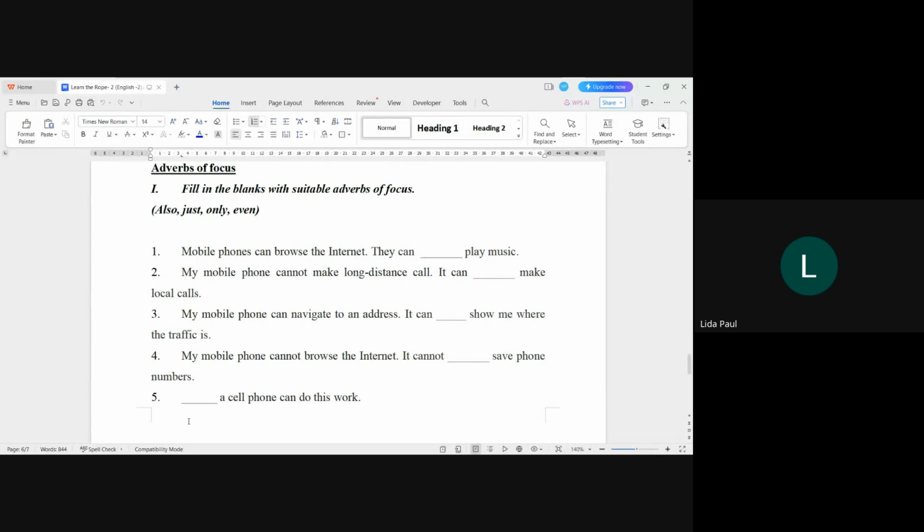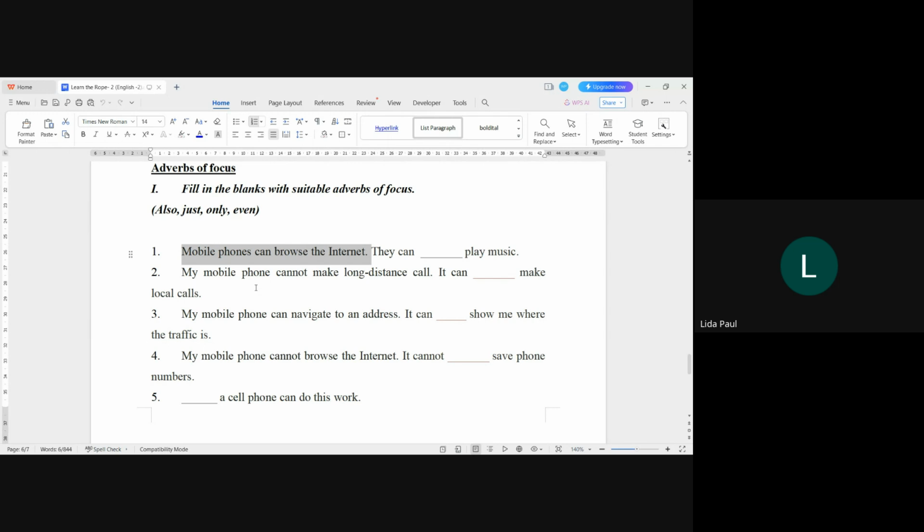But forget about this part. Mobile phones can browse the internet. Say, for example, I did not have this part, the one that I'm highlighting. Imagine I did not have a sentence like this in the beginning. We only had they can dash play music. Then what could be your answers? They can also play music. You can say they can only play music. They can just play music. They can even play music, right?